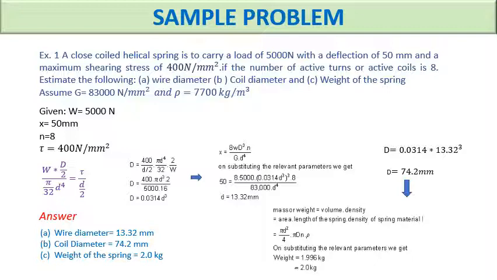Newton per mm square. So from the torsion equation, T by J equal to tau by R, we substitute W into d by 2 divided by pi d to the power 4 divided by 32 is equal to tau divided by d by 2. First we need to calculate the value of wire diameter and the coil diameter.